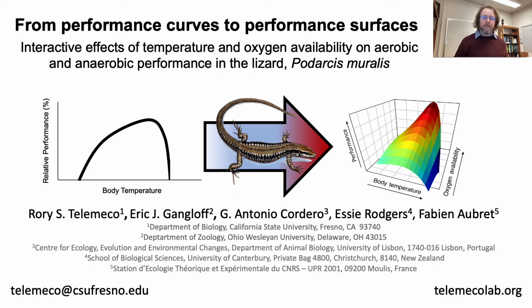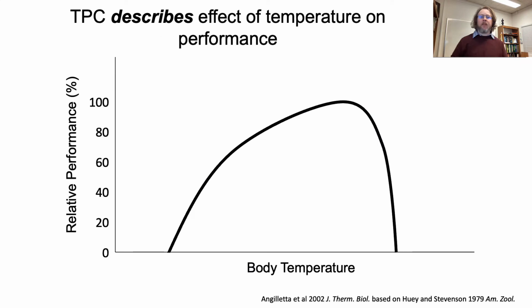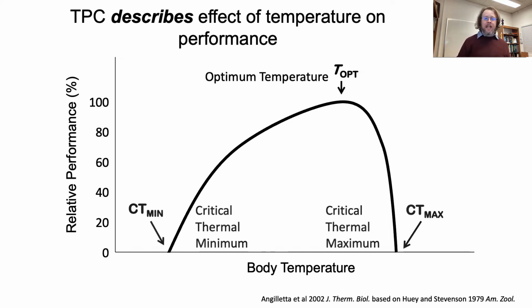So to kick things off, I'd like to briefly describe the thermal performance curve. This is a univariate function that describes how some measure of performance varies with temperature. They typically are left skewed and hump-shaped and characterized by a handful of parameters, including the optimum temperature where performance is maximized, and two critical thermal limits, a minimum and a maximum.